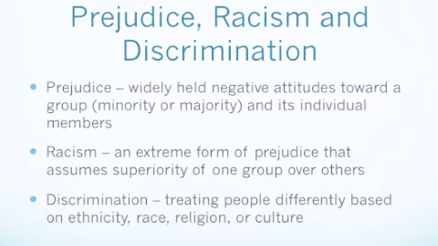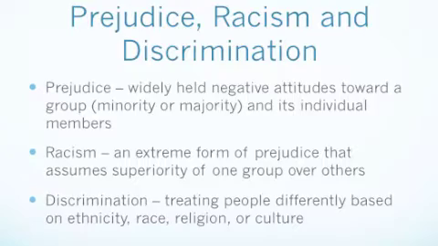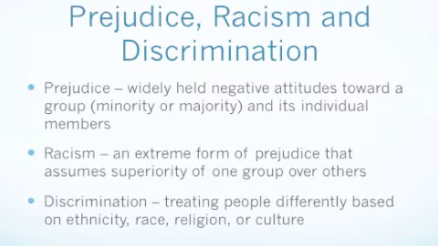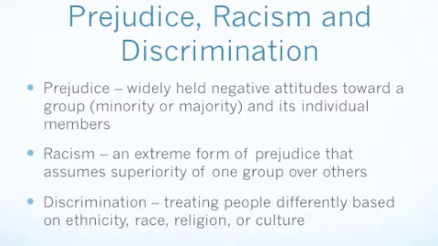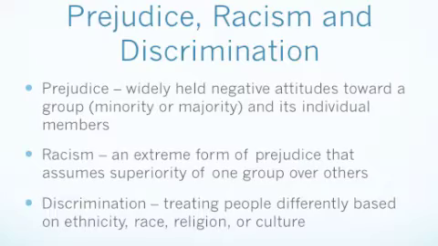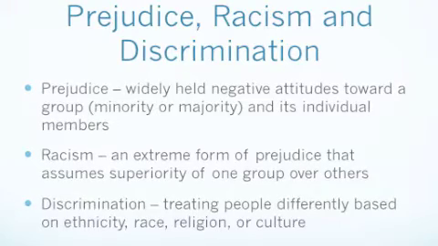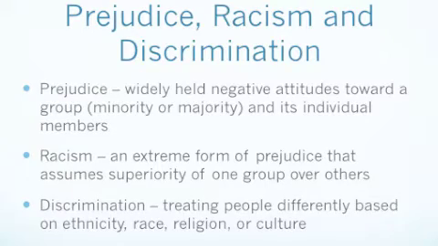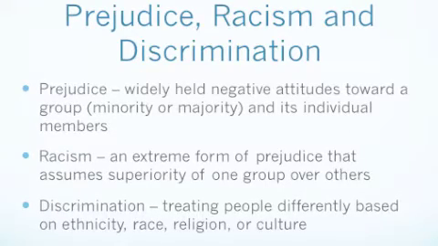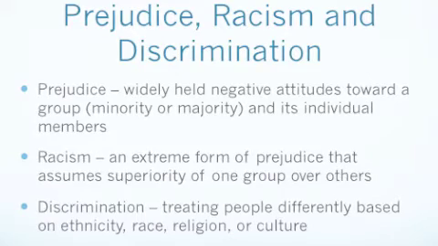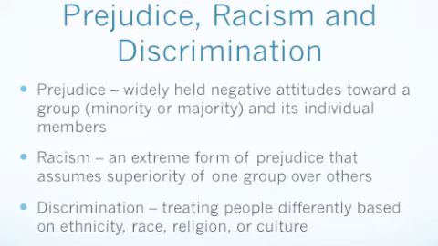Prejudice is widely held negative attitudes towards a minority or majority group and its individual members. Prejudiced attitudes are based on strong emotions, so they are often difficult to change even in the face of overwhelming evidence. Racism is an extreme form of prejudice that assumes superiority of one group over others. Racists believe that discrimination or exclusion is morally justified because of their own natural superiority.